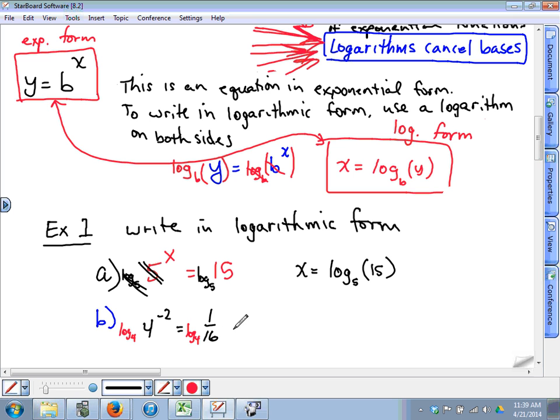So what does the expression become? Negative 2 equals log base 4 of 1/16.